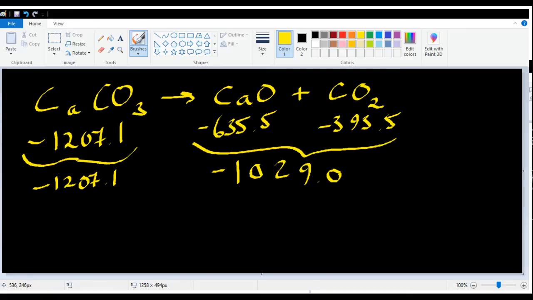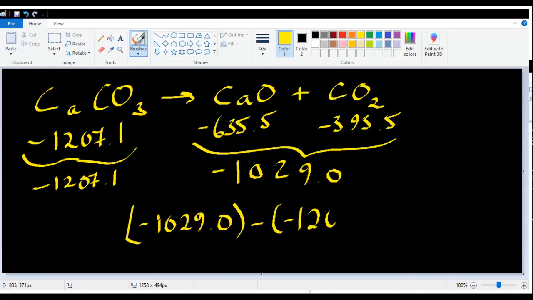And then it's going to be products minus reactants. So it's going to be negative 1029.0 minus negative 1207.1. There's going to be lots of negative signs flying around for these things. A lot of enthalpies of formation are negative, and then products minus reactants. So it can be a problem. You're just going to have to get used to that and try not to make mistakes. Keep track of your negative signs, as always.